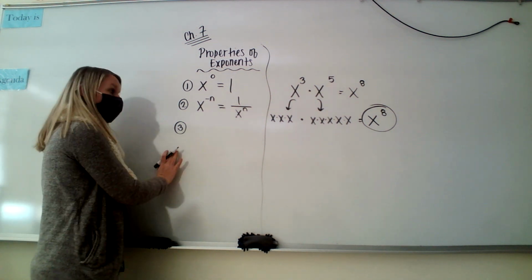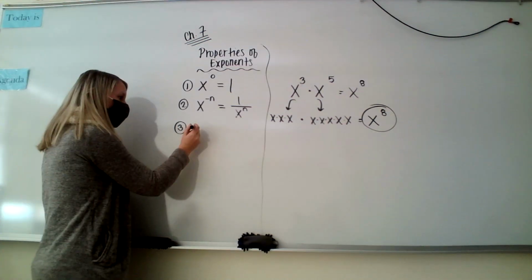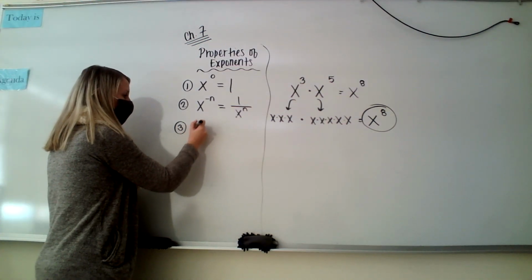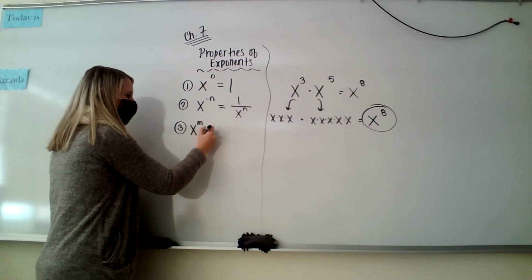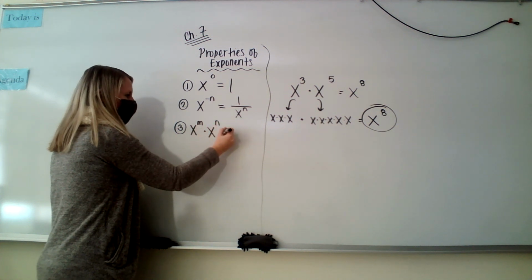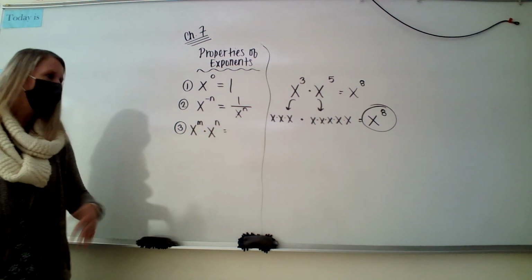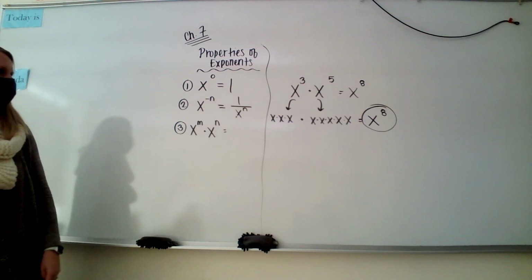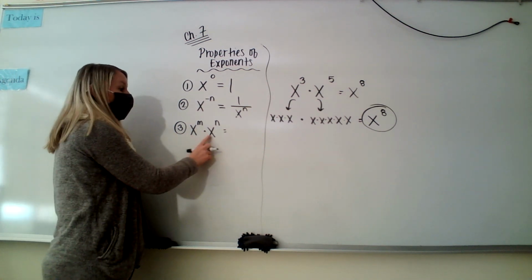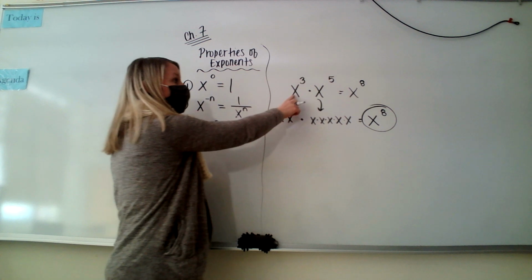Alright. So general rule, let's keep it neat and organized over here. I'm going to say x to the m times x to the n. Once again, x is just a random base, and m and n could be anything. But the main thing about this is your base does have to be the same.